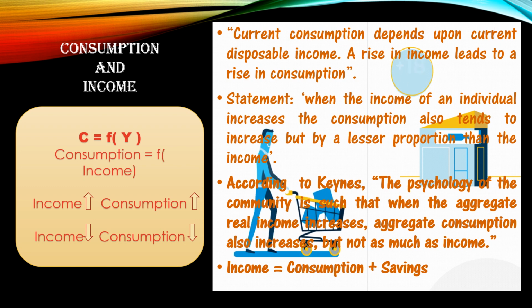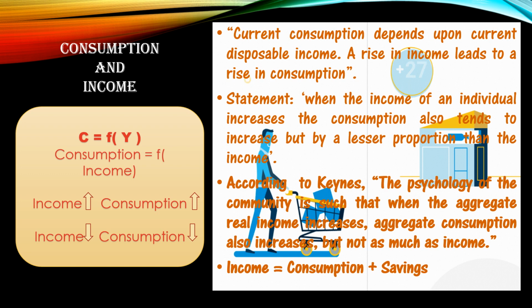This is the most important point in the law. We very well know there is a direct relationship between these two variables, but the change over here is this: when the income of an individual increases, the consumption also tends to increase, but by a lesser proportion. And why is that so? Because in a usual scenario, if a person's income increases, he will consume comparatively more, but he will not increase the consumption to such a great extent that he will not have savings.